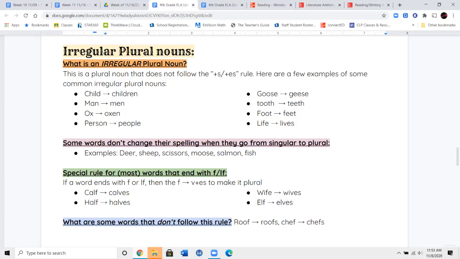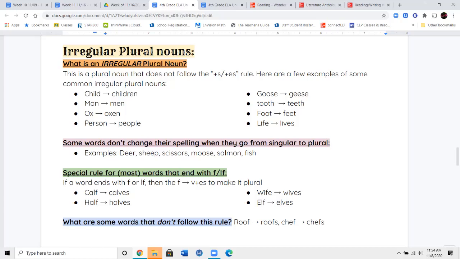So in order for you to know which form of the word we're using in the sentence, so are we talking about the singular form or are we talking about the plural form? You have to take your clues from the words that are around it. So if I say the deer travel in a group, I'm talking about more than one. If I talk about the flock of sheep, I'm talking about a group, more than one.